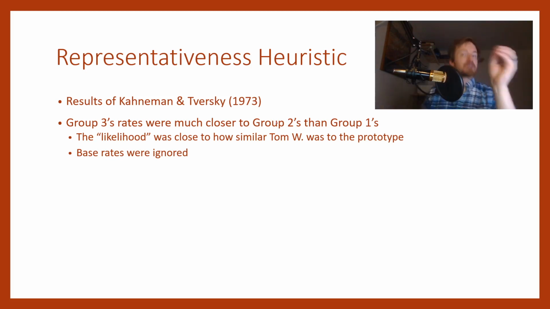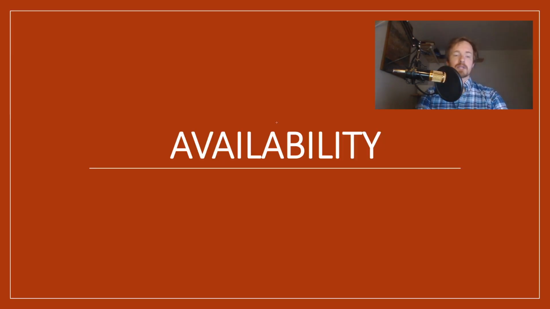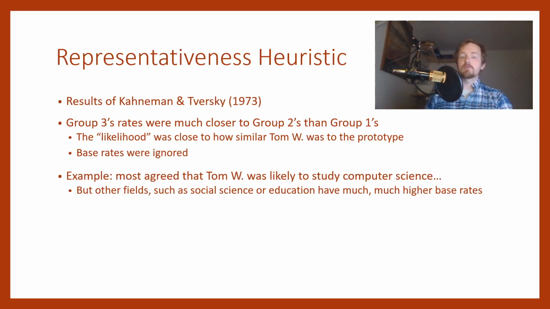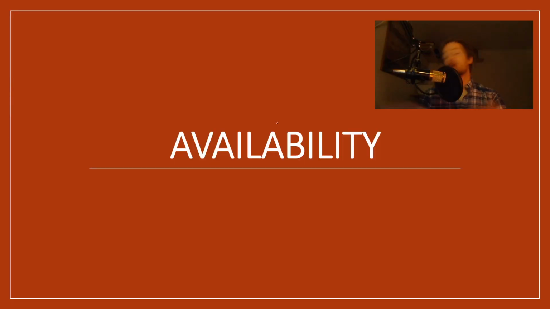But instead, that's generally not what people do. What people do instead is say that he fits the stereotype of things like library science, life sciences, engineering, computer sciences, even though we established that those are less popular graduate programs altogether. So most people are going to agree that Tom W. is most likely to study computer science, even though we know that the base rates for social sciences and education are way higher. All right, so that's the representativeness heuristic.